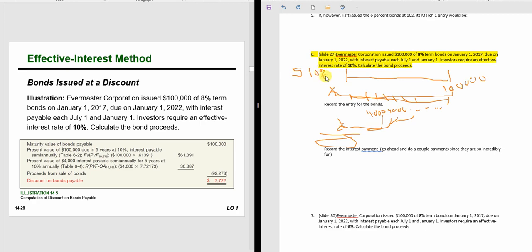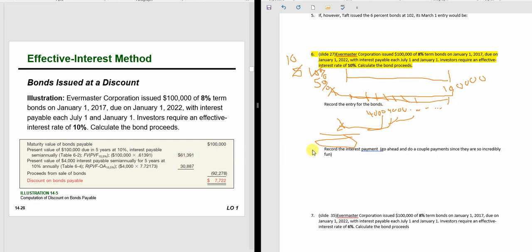Okay. So since it's payable semi-annually, I change that to 10 periods, and semi-annually is 5%. With them being the same number, it's a little bit confusing. So notice I've got present value of 10 periods, 5%. And that factor is 0.61931, so I take $100,000 times 0.61931 and get $61,000.